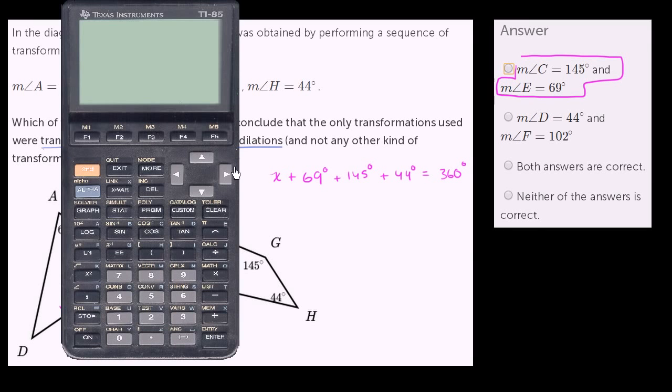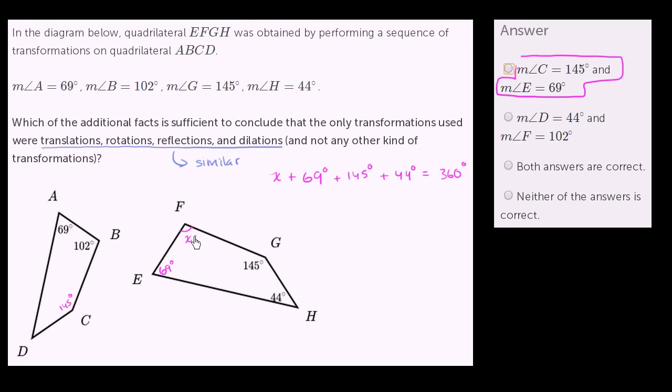So let's get the calculator out right over here. Our X would essentially be 360 minus these things. So 360 minus 69 minus 145 minus 44 is 102 degrees. So this angle right over here is 102 degrees.